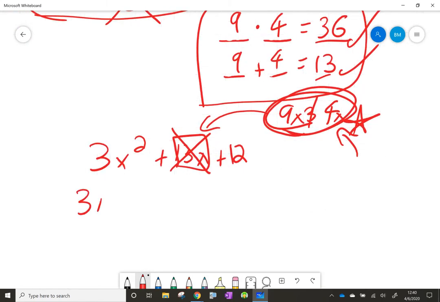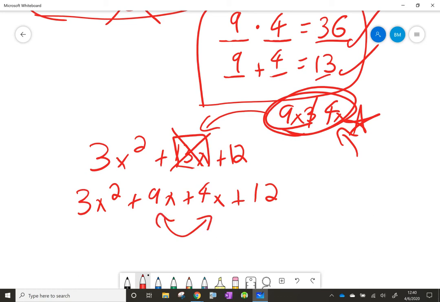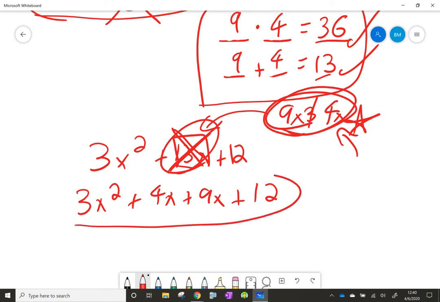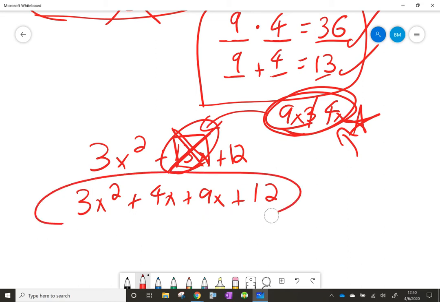We'll have 3x squared, and of course we'll have the plus 12 at the end still, but in between where the 13x used to be, we are going to put those two terms, the 9x and the 4x. Now, it doesn't matter which way you put them. You could have put 4x and then 9x. It's not going to make any difference as long as those two terms are there to replace that one term. So now look, our polynomial has 4 terms in it, not 3.